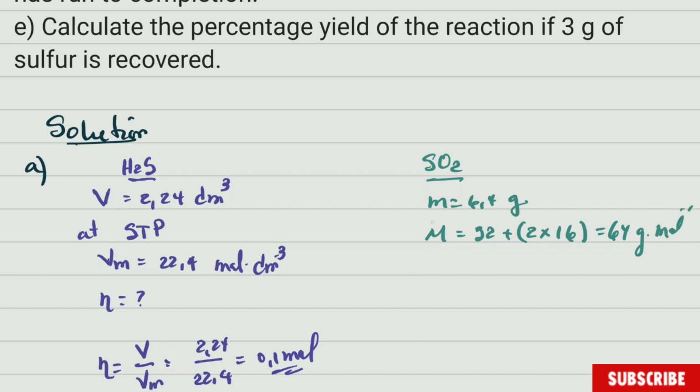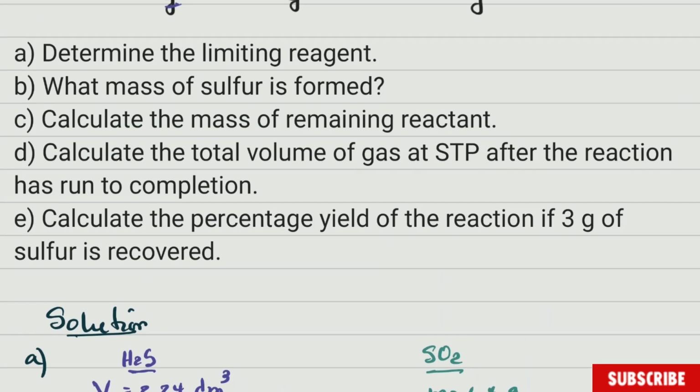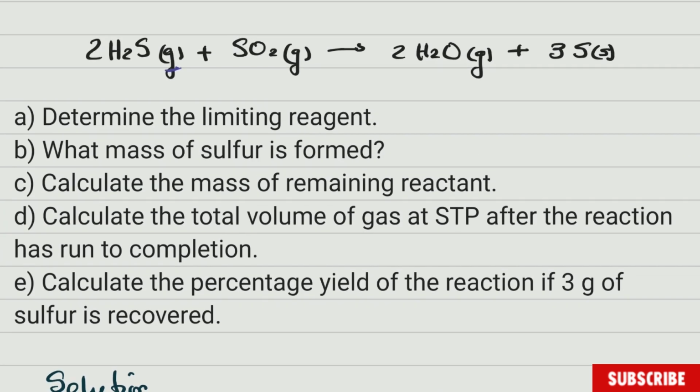So now here, the formula we're going to use to calculate the number of mole is number of mole equal to mass divided by molar mass. This is 6,4 divided by 64. And the answer is going to be 0,1 mole. There we go. So in actual fact, we can see that we have the same amount of mole of both reactants, but it doesn't matter. We're going to do the ratio. So yes, for the next step, we have to find the ratio for each of the reactants. As you can see, the ratios are 2 for H2S and 1 for SO2.